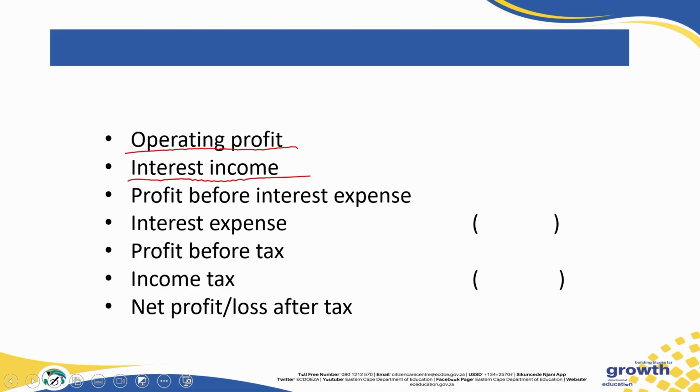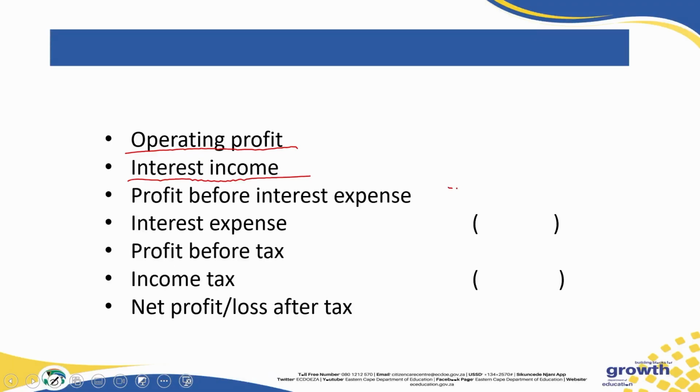After that, we work out our interest income. Our interest income consists of any interest we are getting from the bank for our current account, from a fixed deposit, or interest on overdue debtors. Then after that, we work out our profit before interest expense. So we add these two together to give us our profit before interest expense.